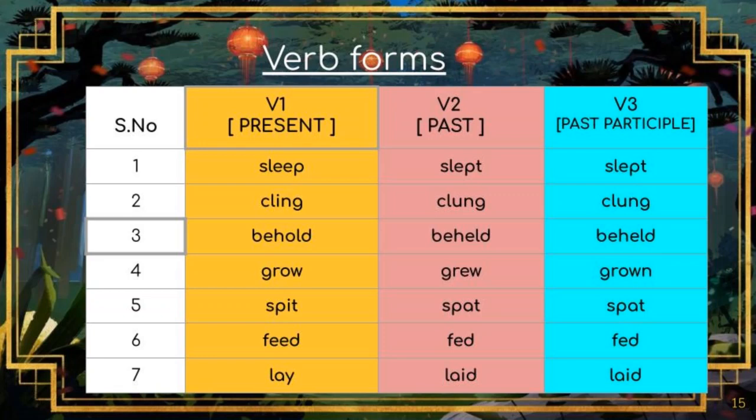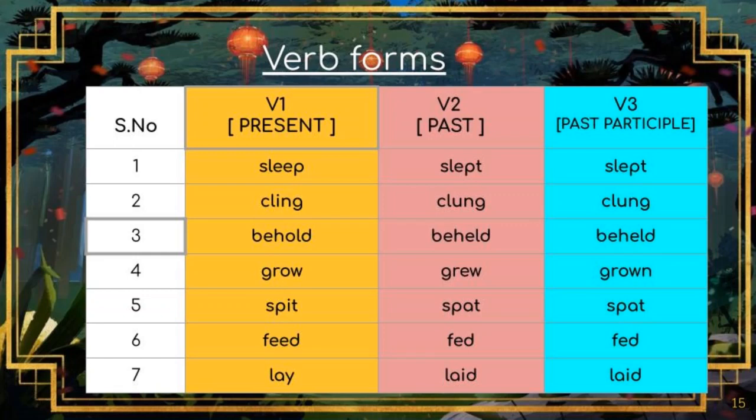Totally, now we are going to see 12 words. Let us see one by one. Look at the first one. The present tense is sleep. The past tense of sleep is slept. The past participle of sleep is slept. Let us move to the second one. The present tense is cling. The past tense of cling is clung. The past participle of cling is clung.